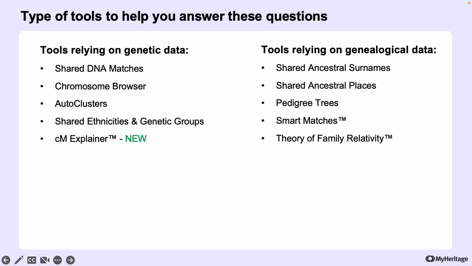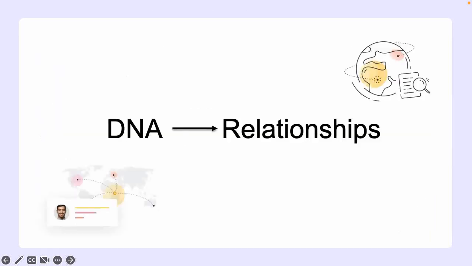This can include shared ancestral surnames or shared ancestral places that are in the tree of the match, pedigree trees that you can view, smart matches, which are people in your family tree and in the DNA match's family tree that we found to be similar and can probably be the same people, and that you can add to your tree and get more information. And last but not least, the beautiful Theory of Family Relativity, which looks at your tree and other matches' trees, along with smart matches and record matches, to find you the theory of how you can be related. So there are a lot of tools, but we're here to talk about DNA.